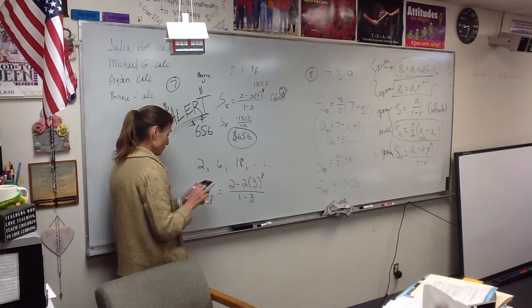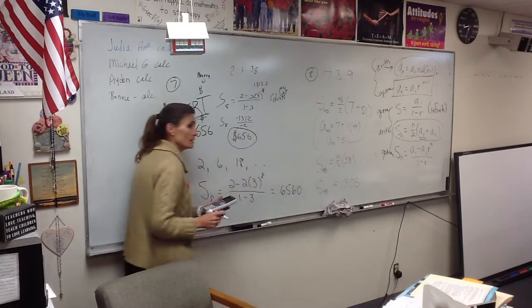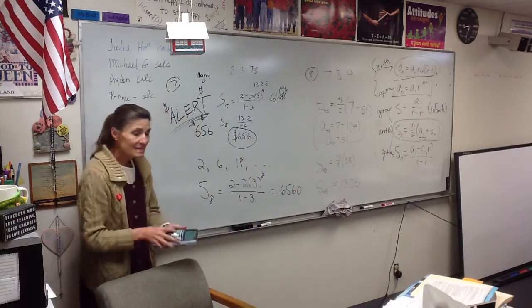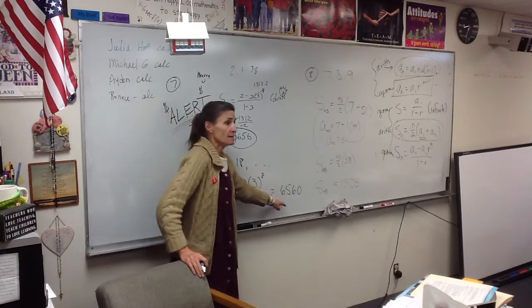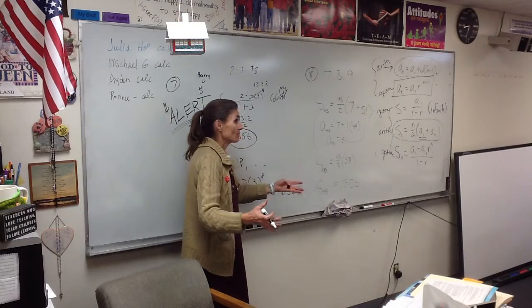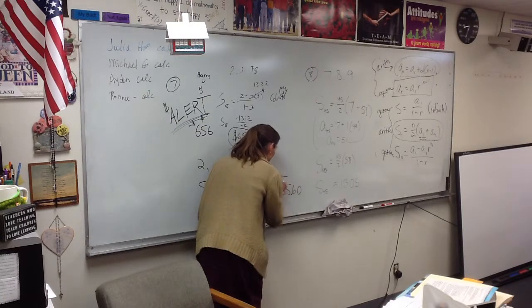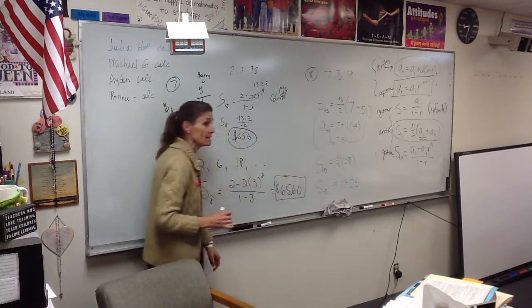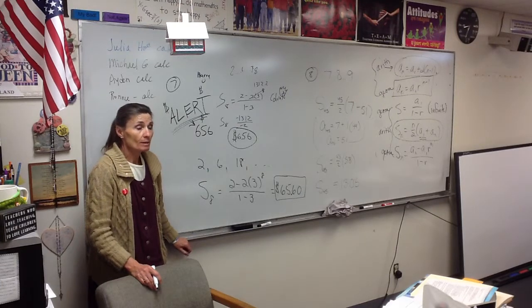Divided by 2. So this comes out to be 6560. Now, I did not put decimals into my problem. So this is 6,560 cents, right? So when I write my answer down, I'm going to write it the way a normal human being would write it, and that is $65.60.